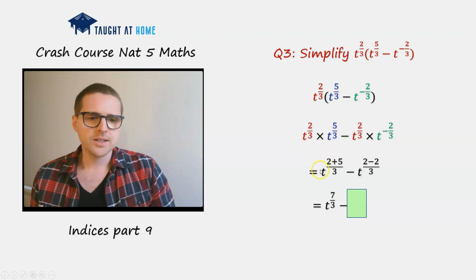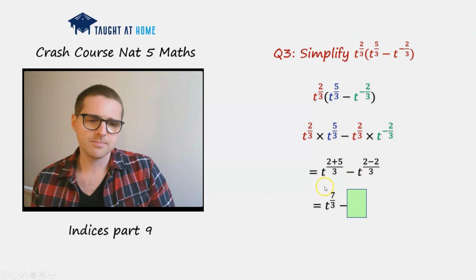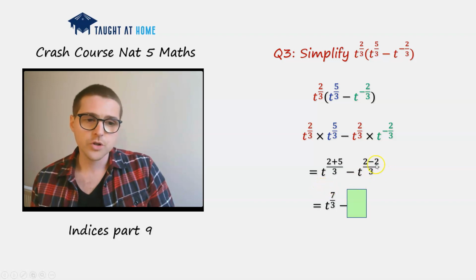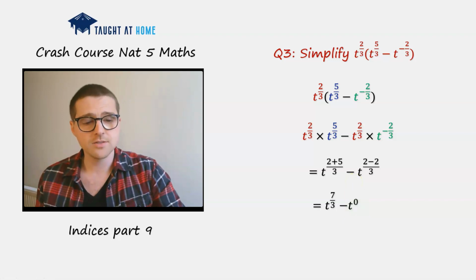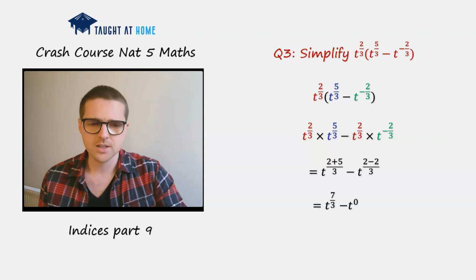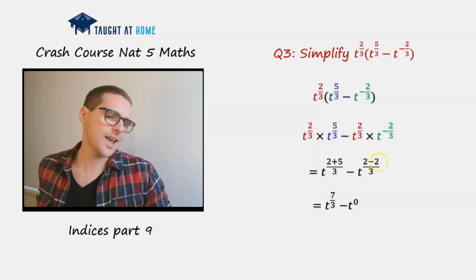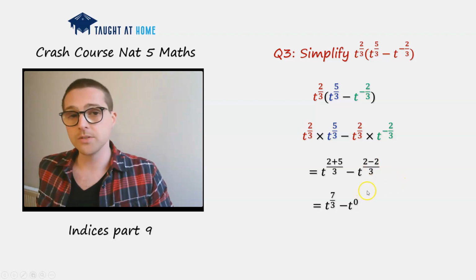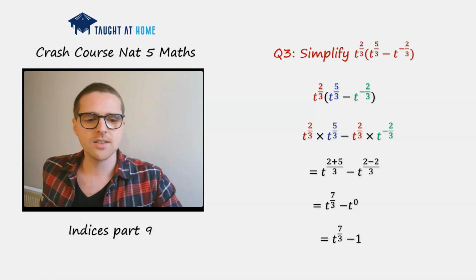So this is going to be t to the power of 7 over 3, and this part here, what's this going to be? Well, 2 minus 2 is 0, so it's going to be 0 divided by 3, which is just 0, so that's going to be t to the power of 0. Now is that finished? We've got one more thing that we can do here, and that's using our knowledge that any number raised to the power of 0 is just 1. So then we can say that the final answer is t to the power of 7 over 3 minus 1.